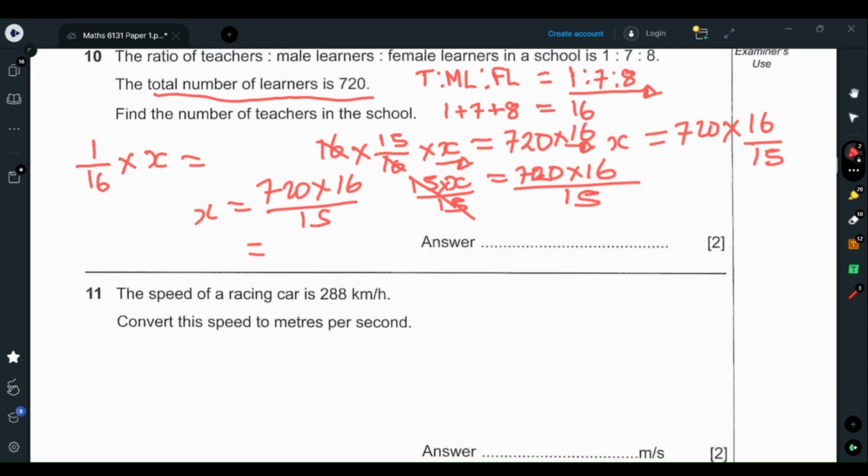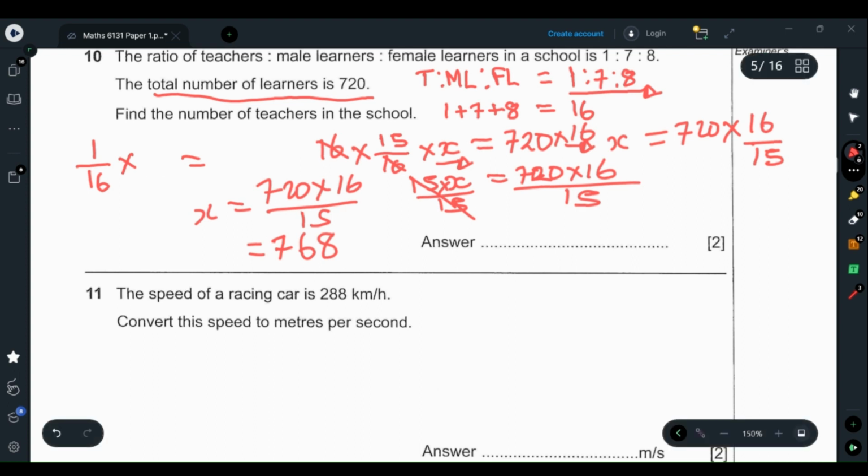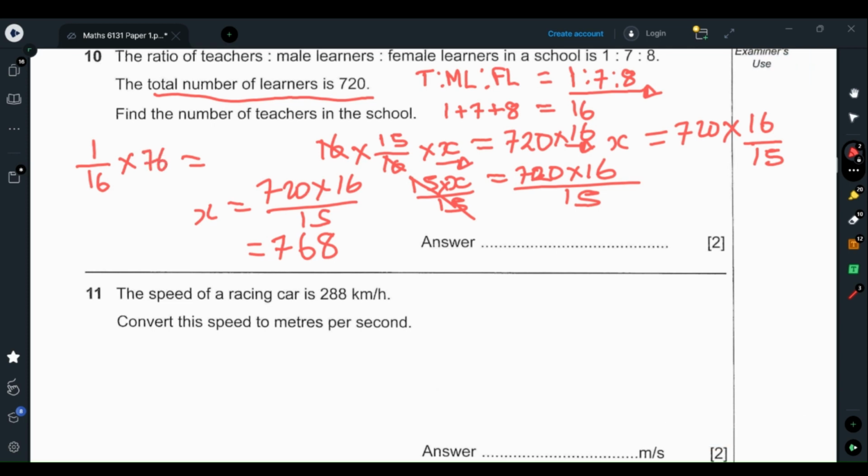So that gives us x as what is x? As 768. So in total, the population of the school is 768 people, including teachers and learners. So to get the number of teachers, we would say 1 over 16 times 768. And that gives us 48 teachers on the school.